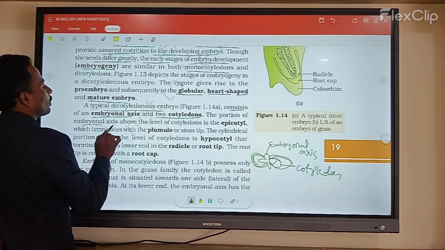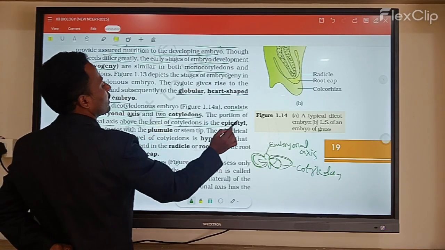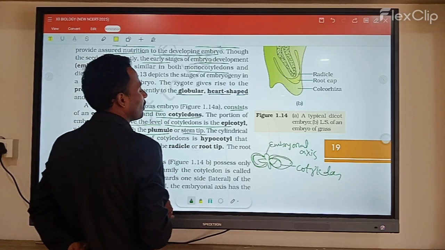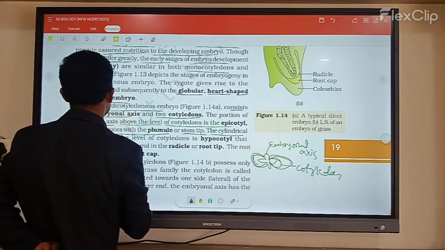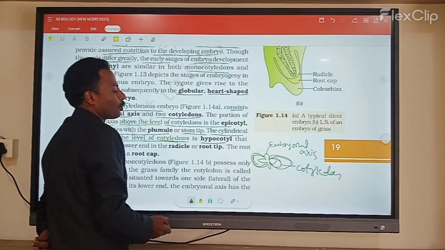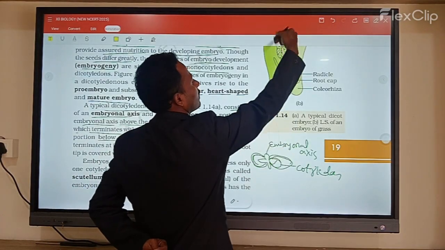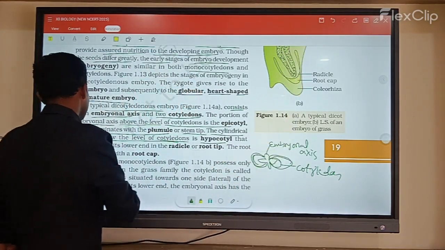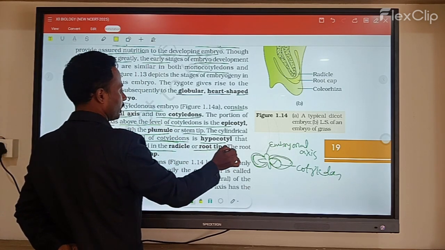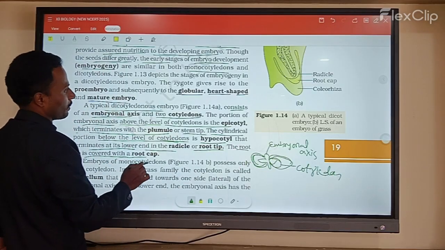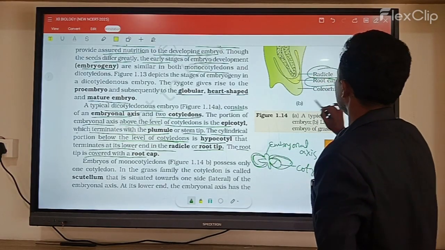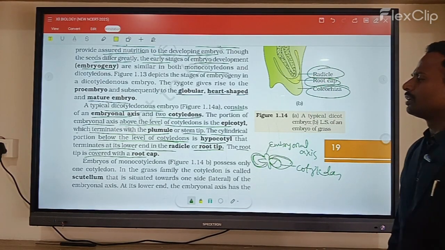The portion of the embryonal axis above the level of the cotyledons is the epicotyl, which terminates with the plumule or stem tip. The cylindrical portion below the level of the cotyledons is the hypocotyl. See, this is the hypocotyl, that is the epicotyl, and it terminates at the lower end in the radicle or root tip. The root tip is covered with a root cap. See, the root cap, the radicle, and these are all covered by the coleorhiza.